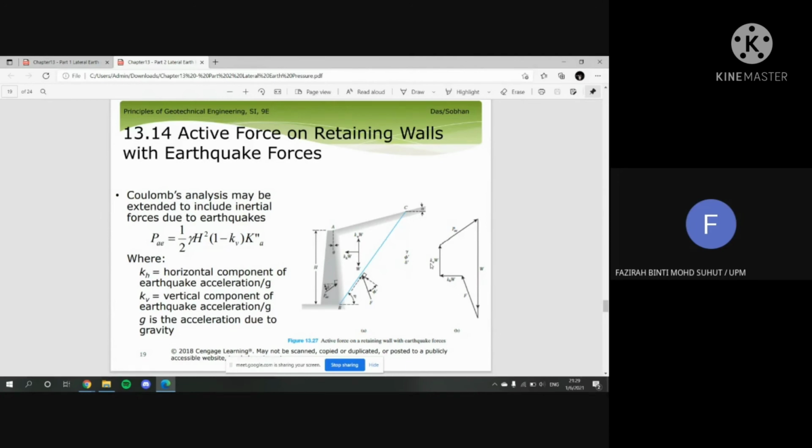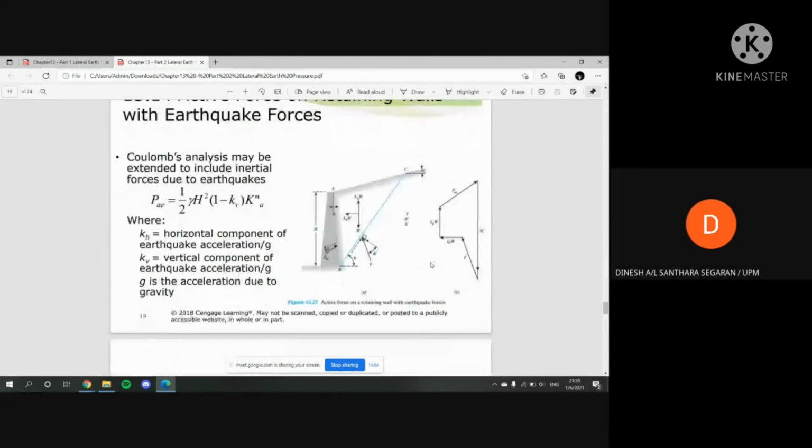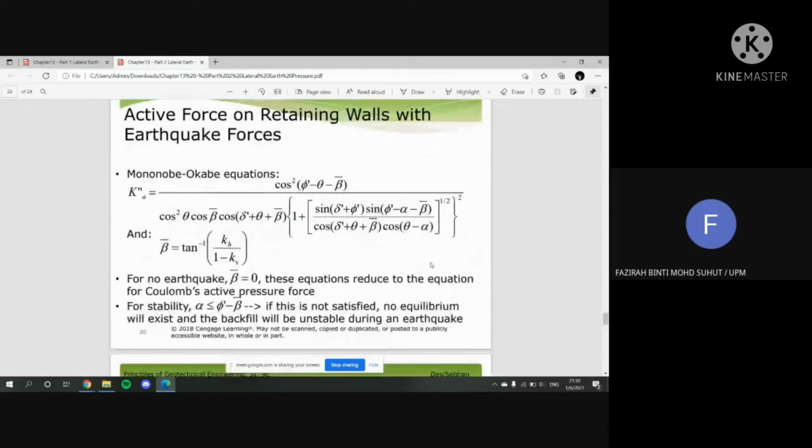Okay, dekat sini 1 minus kV ni times K tanda 2 ni A. Untuk identify the value KA ni ada equation dekat next slide. Cuba turun. Next slide. This one equation dia.